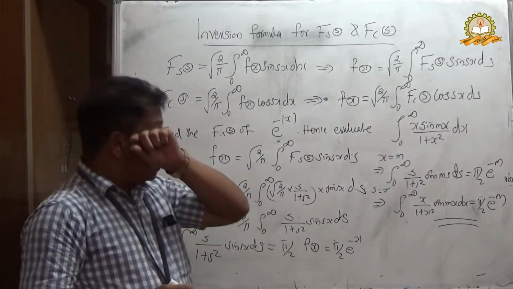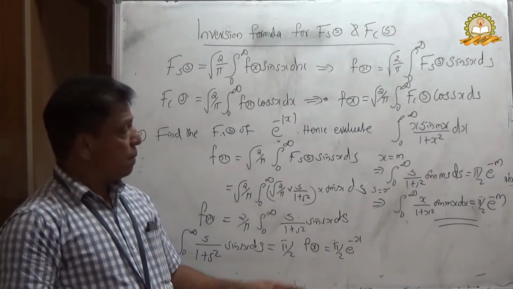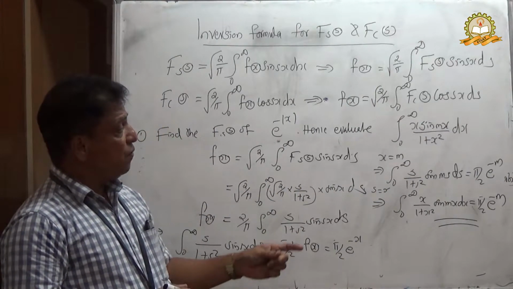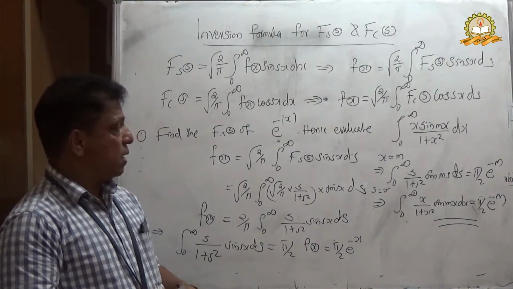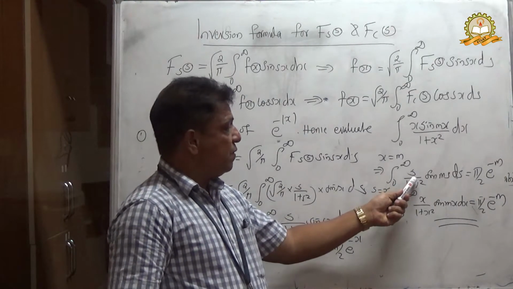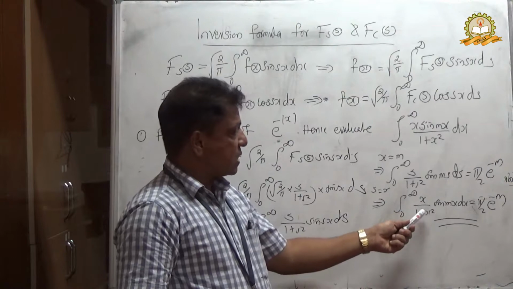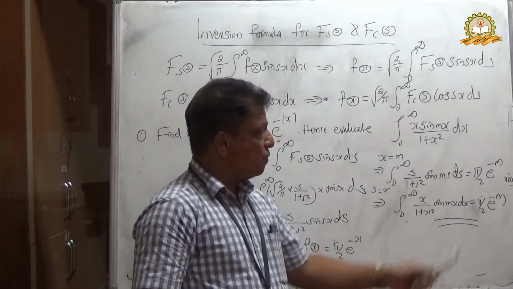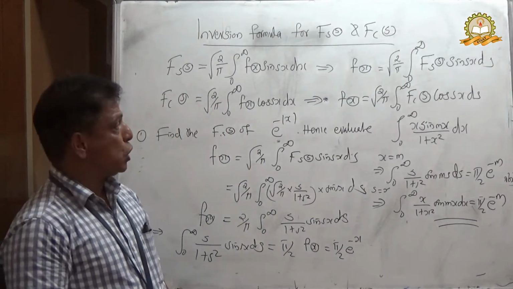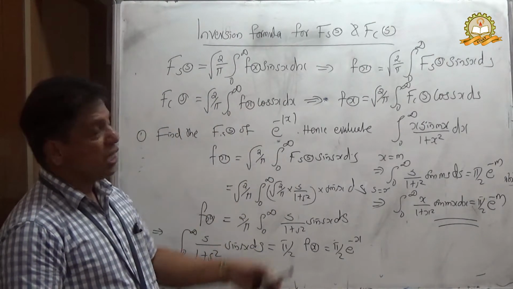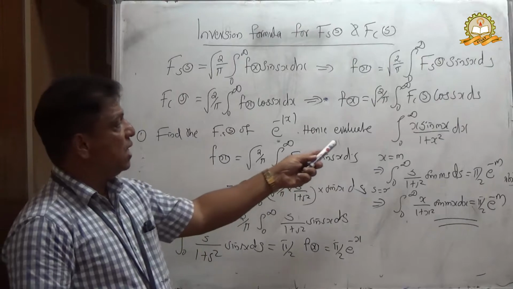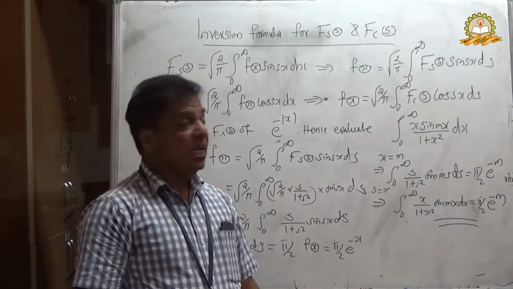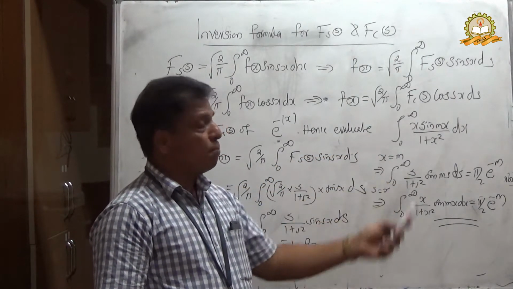One of the properties of a definite integral is that we can replace the variable. Here, the variable is s. We replace s by x. Therefore, x by 1 plus x square sin mx dx. The result will be pi by 2 into e raised to minus m. This is the procedure for evaluating the required result, integral 0 to infinity x sin mx by 1 plus x square dx.